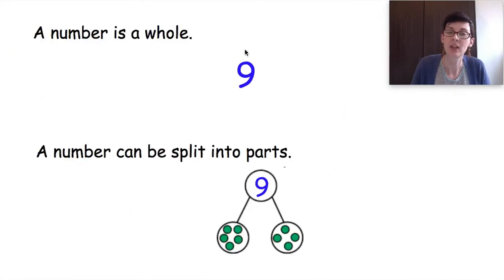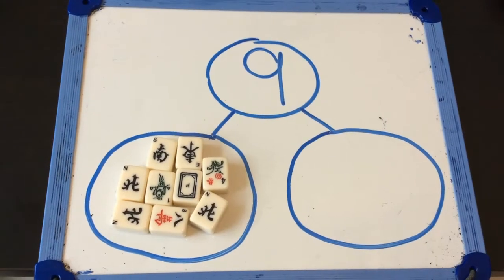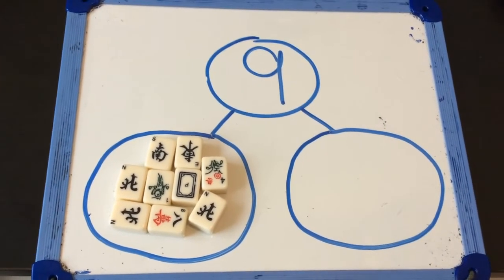So let's have a look at a number. We've got a number here, 9. A number is a whole. It is one whole thing. But a number can be split up into parts. So we can have our number and we can split it into smaller parts. Let's have a look at this now. We can partition the same number in lots of ways.